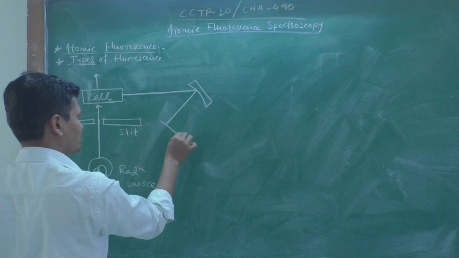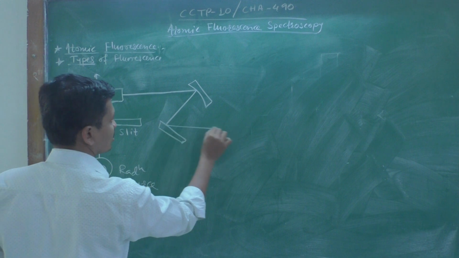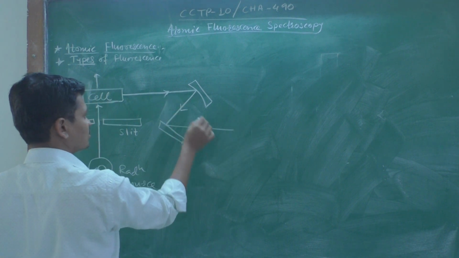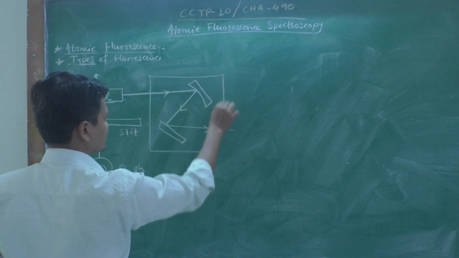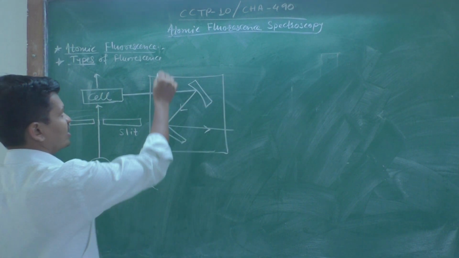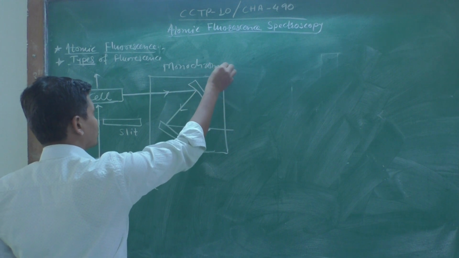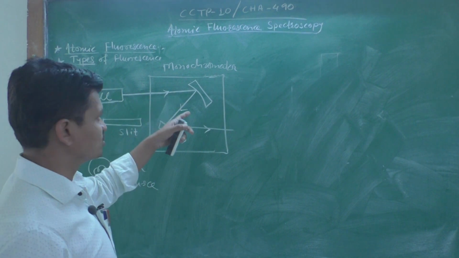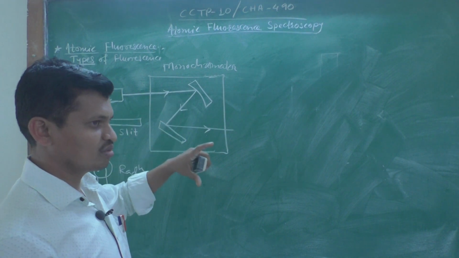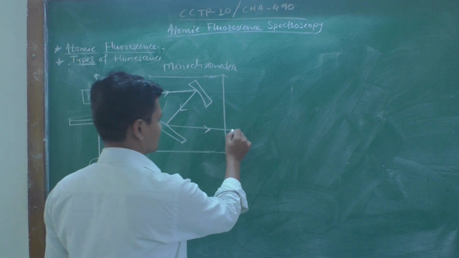Okay, and here this is the monochromator. This is the direction of rays or radiations coming from the cell. That's why we call it a monochromator. What is the function of the monochromator? Yes, to allow radiations of a single wavelength.